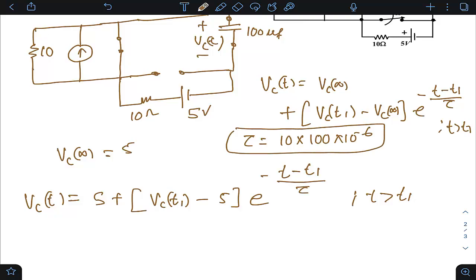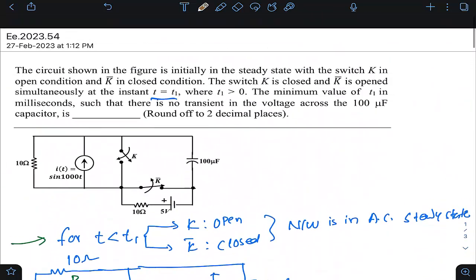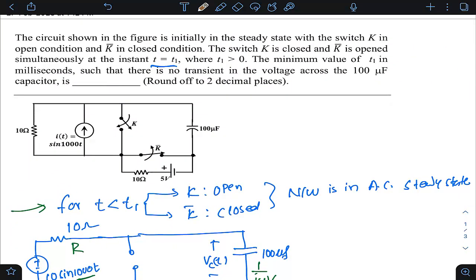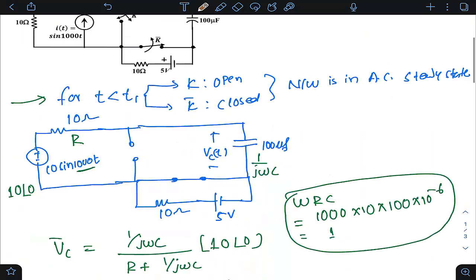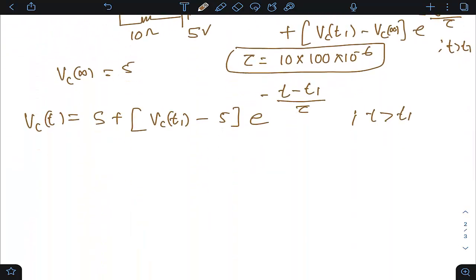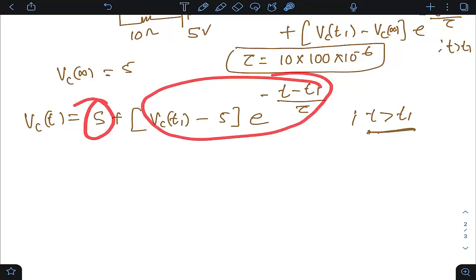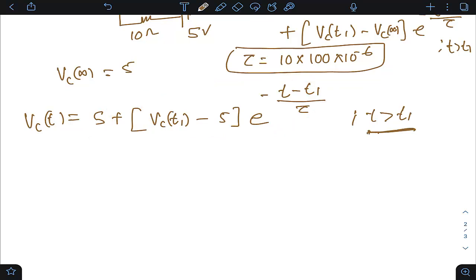So this is the time constant tau, the RC product. But the point is, students, the question they're asking is that there is no transient in the voltage across the 100 microfarad capacitor. This is the expression valid for VC(t) for t greater than t1, and we expect that there should not be any transient part, in other words, no exponential term. This is the transient part, this is the steady state part. So this term should be 0, that means VC(t1) minus 5 should be 0. Then automatically it will have only this 5, the steady state part.